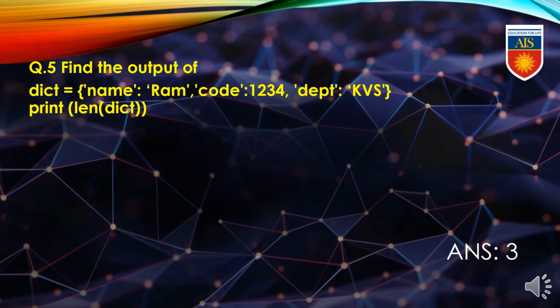Find the output for the dictionary: name Ram, code 1234, department equals KVS. So print length of dictionary. That means it will help to find out the length of the dictionary. And here the length will count the key and the value together as one item. That means if we do that, then we will get the answer as 3.